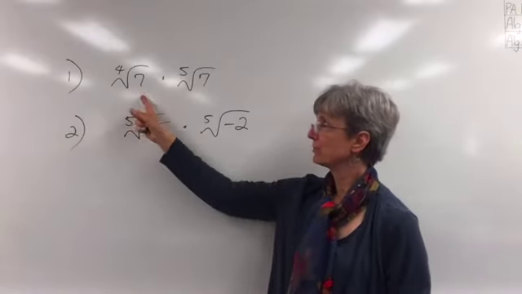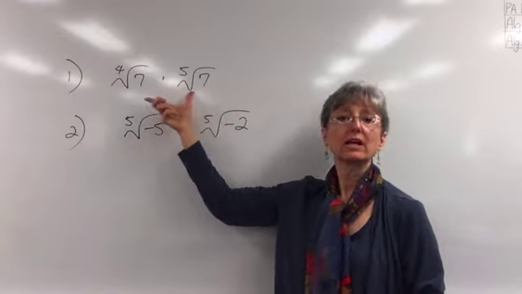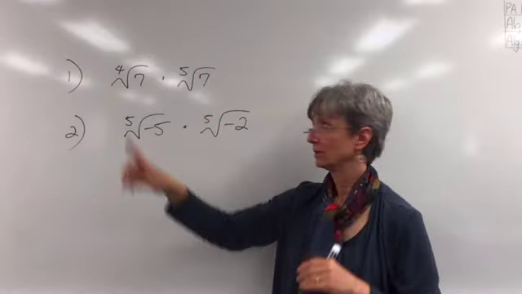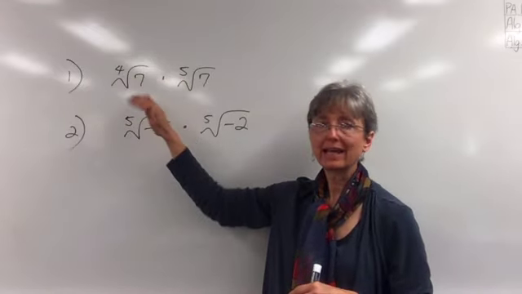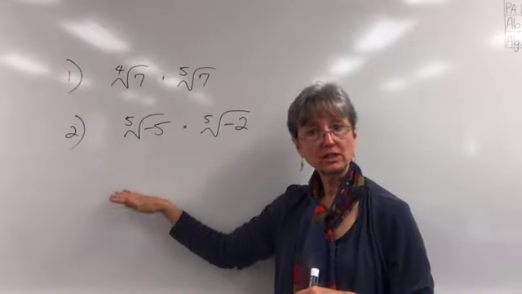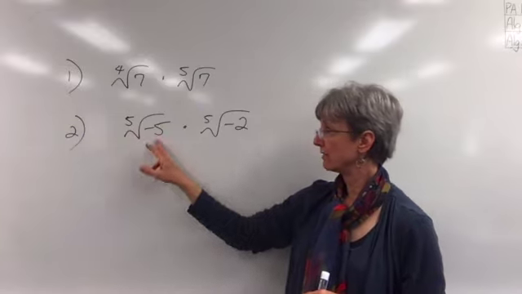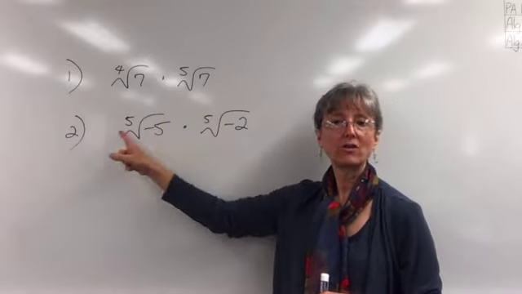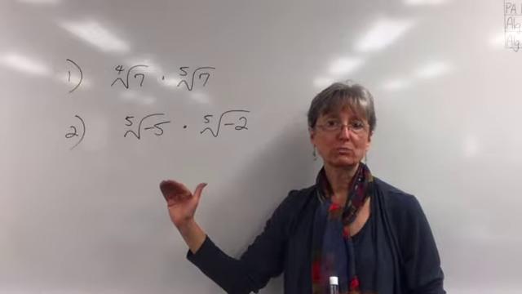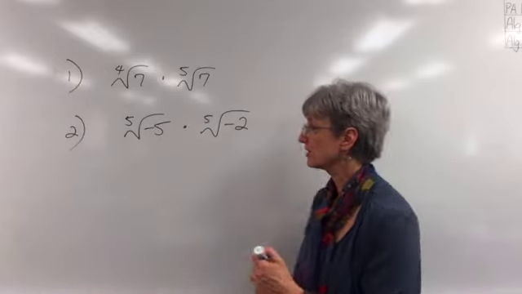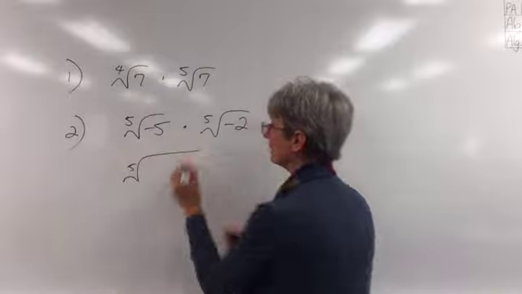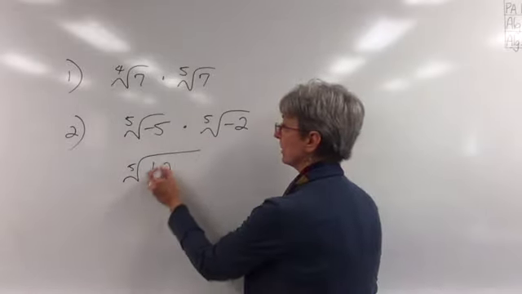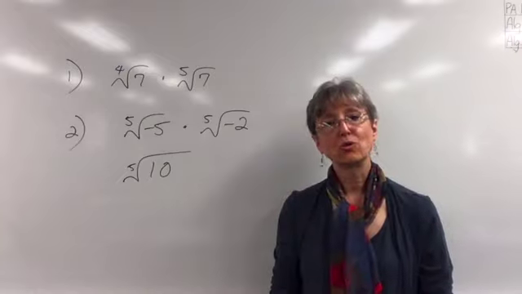Here's the 4th root of 7 times the 5th root of 7. Can we multiply that? You should say no, because these indexes are different. Cannot be multiplied. Let's look at the next problem. 5th root of -5 times 5th root of -2. The indexes are the same, so you can multiply them. So your answer will be the 5th root of -5 times -2, or the 5th root of 10. And there's your answer.